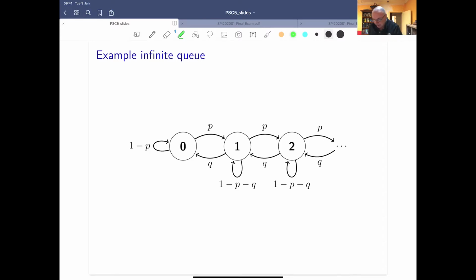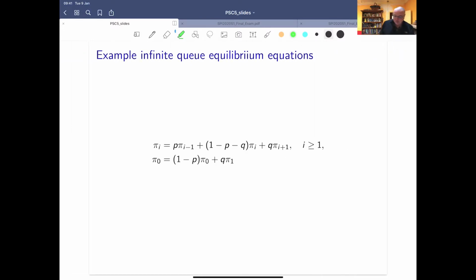When you think about it, you can get two equilibrium equations from this. Our first one says that to get to state I, we can either start with one less and add one, we could stay the same with probability 1 minus P minus Q, or we could have one more and lose someone from the queue. And then we have our boundary condition, which is this one. So let's think how we're going to solve that. We're going to solve it using a thing called a difference equation.